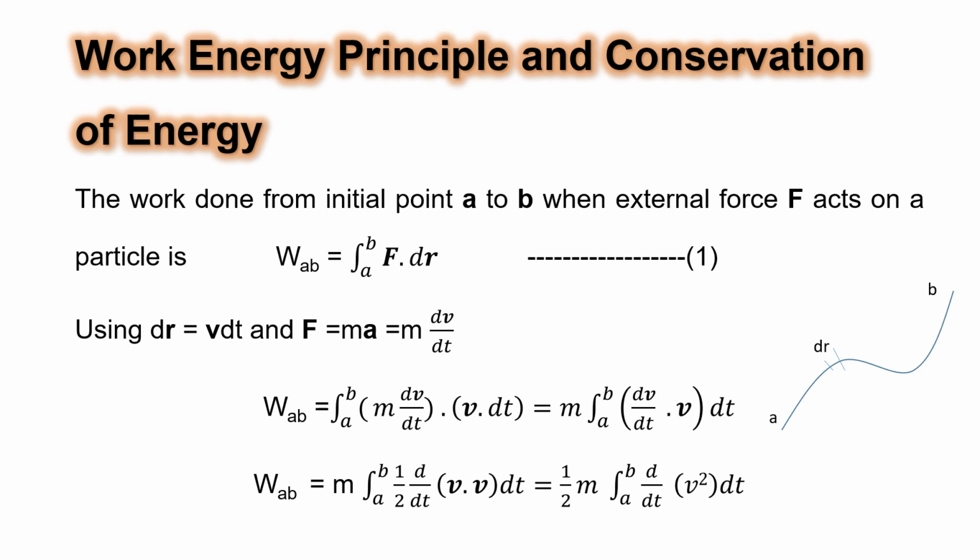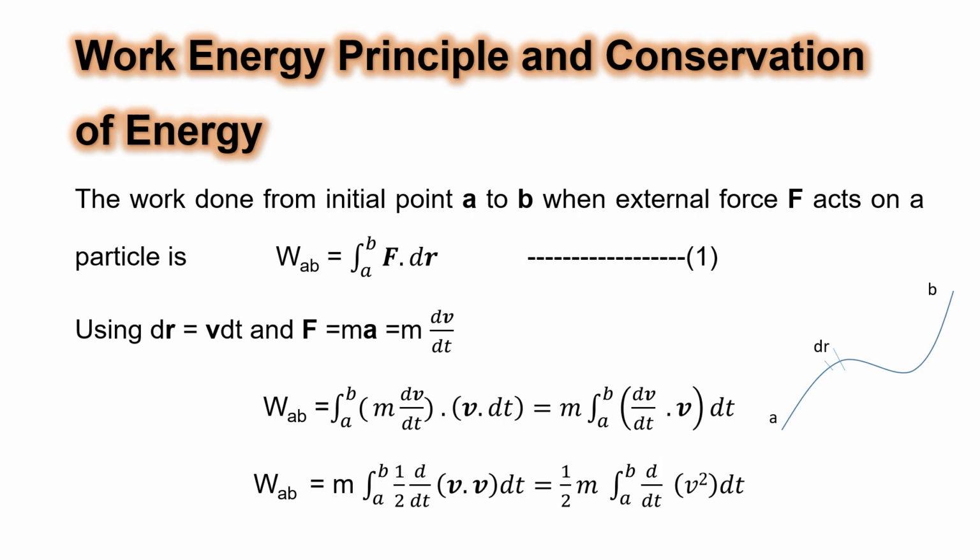This path is divided into small patches of infinitesimal displacement dr. The work done W_AB is equal to the integral from A to B of F dot dr. As we know, the work done is equal to F dot ds, for the small patches the path A to B is divided into. So that is equation 1.